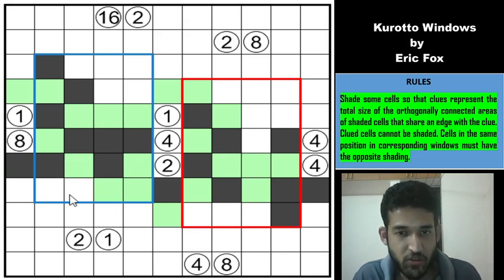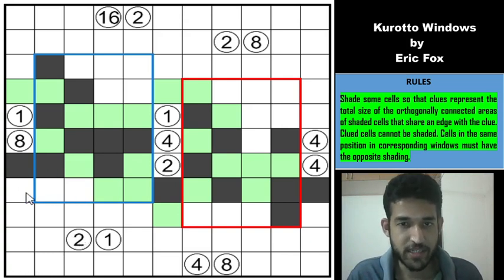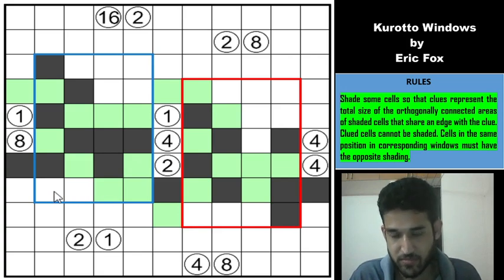Again, guys, we saw that this area was already restricted very much. So you have to fit 8 shaded cells in here without violating the 2 clue. I am thinking that it's really restrictive. Okay, before that we can use this cell in this window.